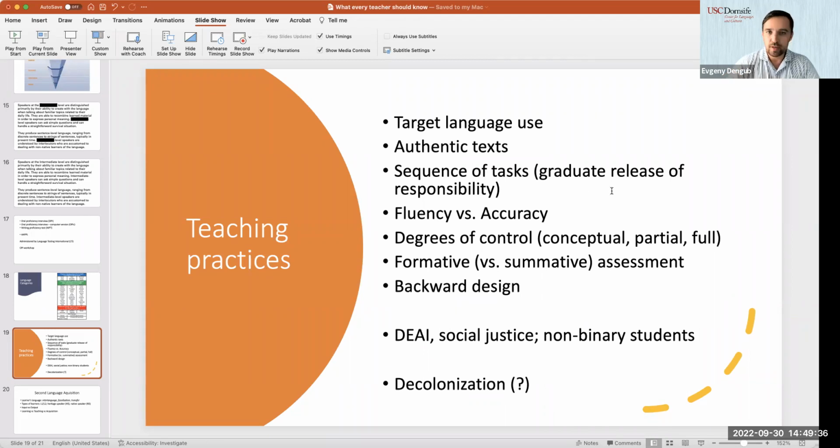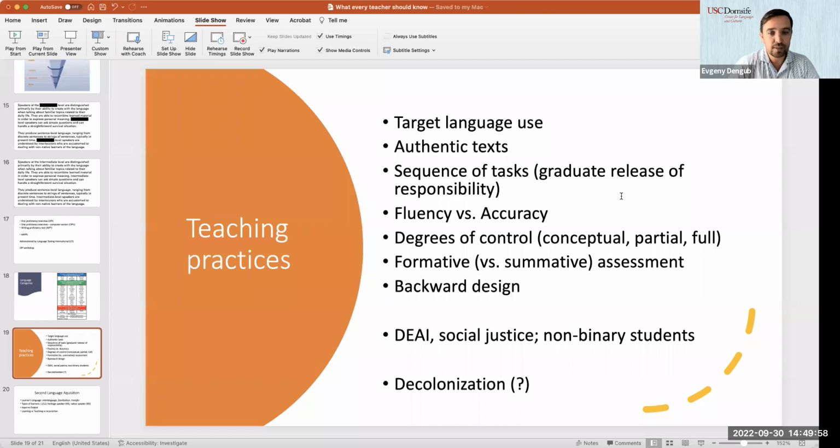Lately, there's been a lot of conversation about DEI issues, social justice, non-binary students. We at USC will have a fairly large conference in March about inclusivity. So check the CLC website for more information.